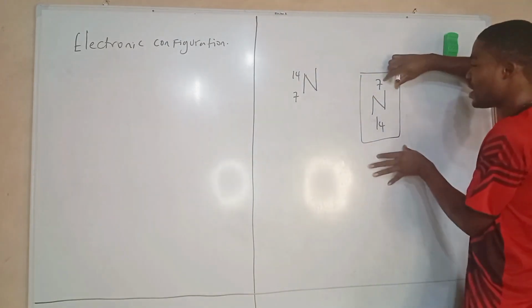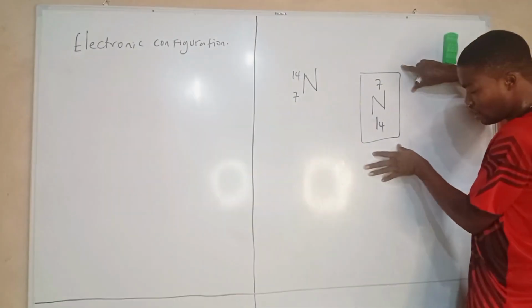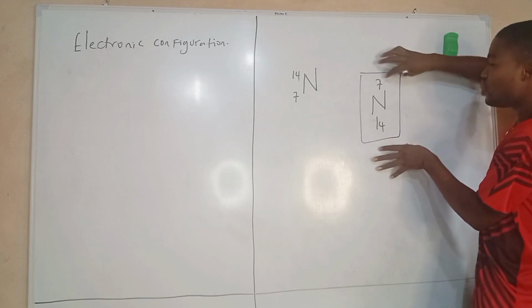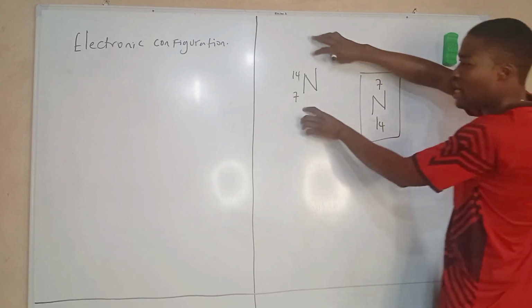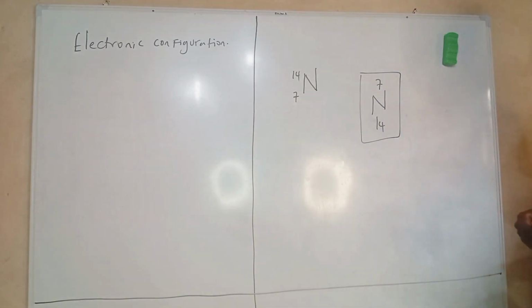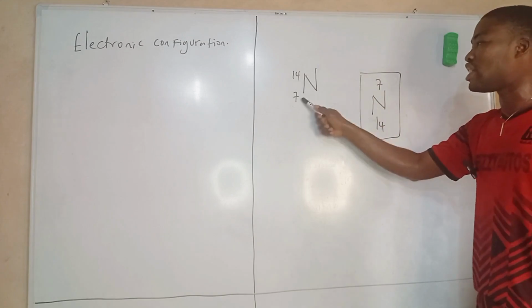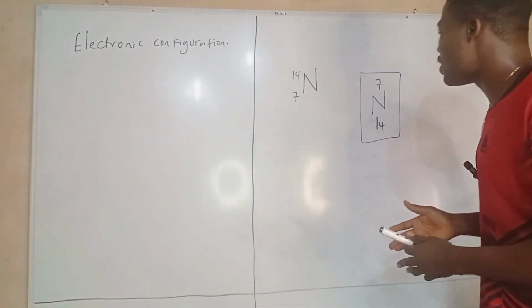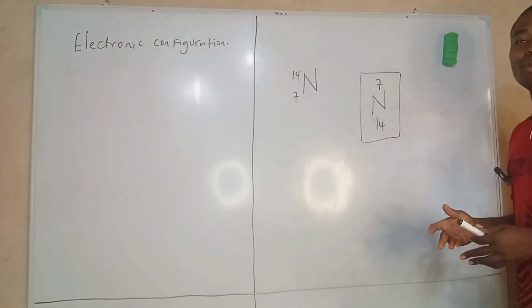So when you see the symbol of the atom like this, either way you see it, the 7 here is the atomic number. Now, since there is no charge, there are 7 electrons. So how do we configure these 7 electrons?